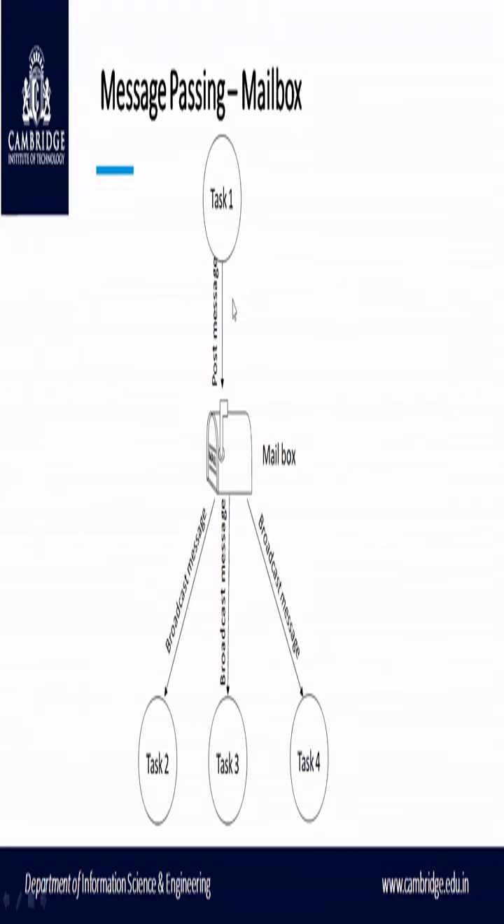So this is how it happens. This is your task one, and this is the mailbox created by this particular task. This task wants to communicate with other tasks, so it posts a message to the mailbox and notifies the other tasks. Then the mailbox broadcasts that message to task 2, task 3 and task 4. When a task opens the mailbox, only the task the message is intended for will read it and get the information. Other tasks are going to ignore it.